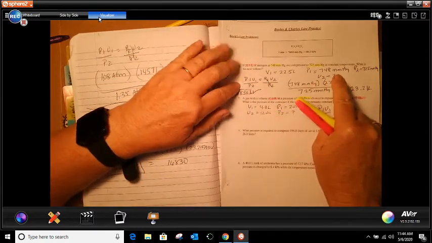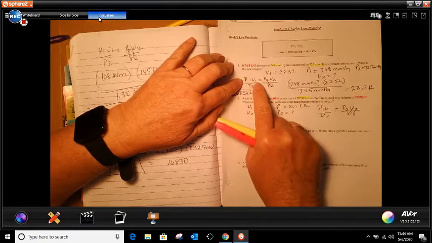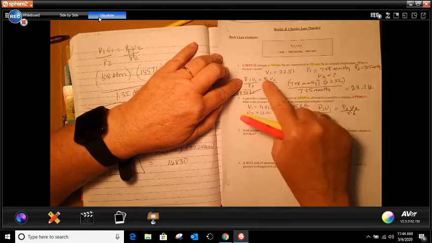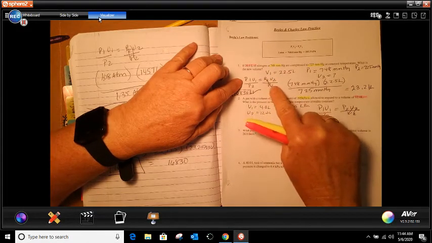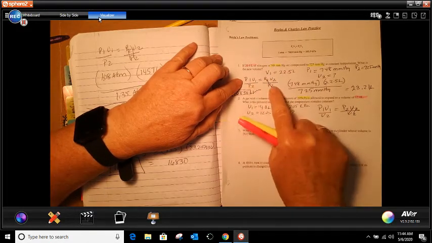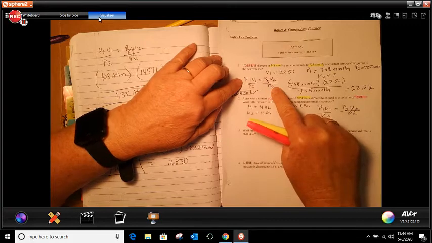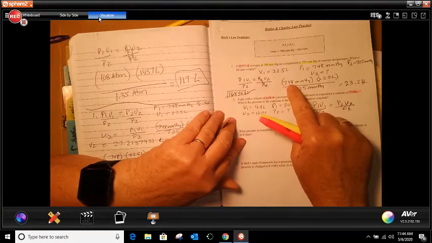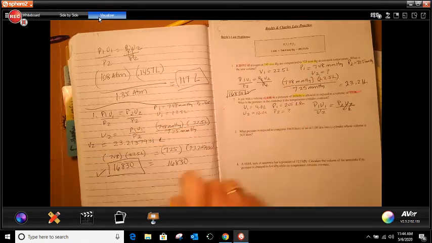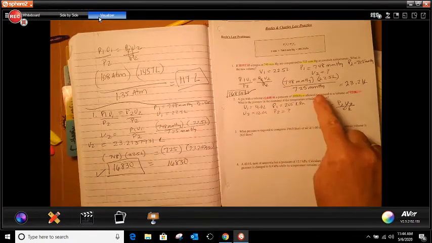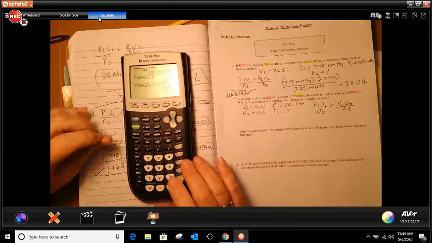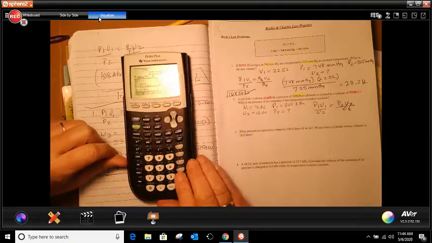Then I say, all right, I have P1 V1 equals P2 V2. What do I want to find? I need to find V2. So to do that, I have to divide both sides by P2, which cancels it out. Then I put in the equation: 748 millimeters of mercury times 22.5 liters divided by 725. On the calculator, you're going to do your alpha y enter.